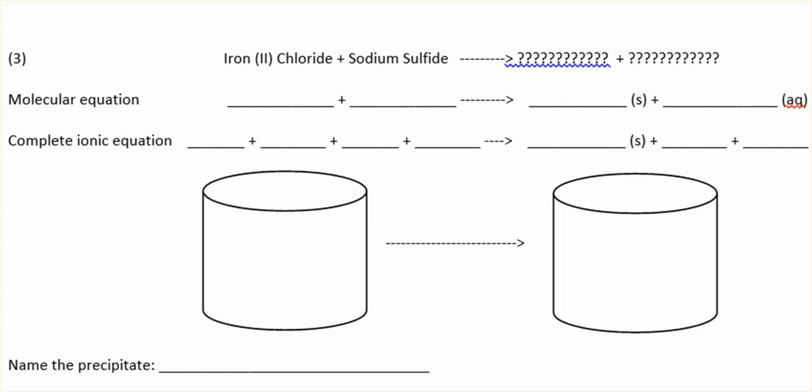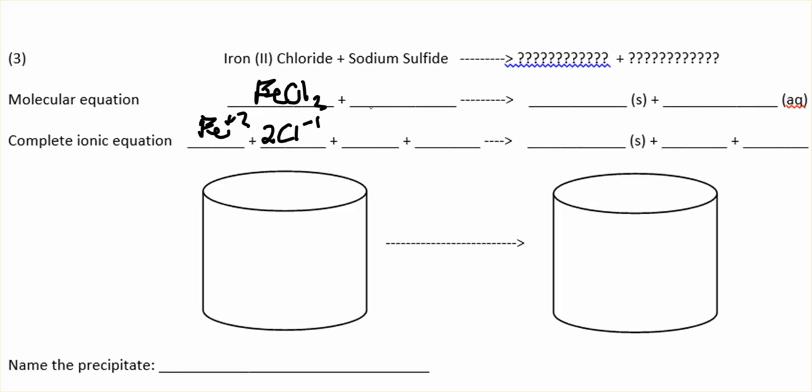So the first thing that I do is I think about iron 2 chloride. Iron 2 tells me that it's got to be Fe+2. Chloride is in group 7A. It's always -1. And so we would have FeCl2, which means there would be 2 parts chloride.